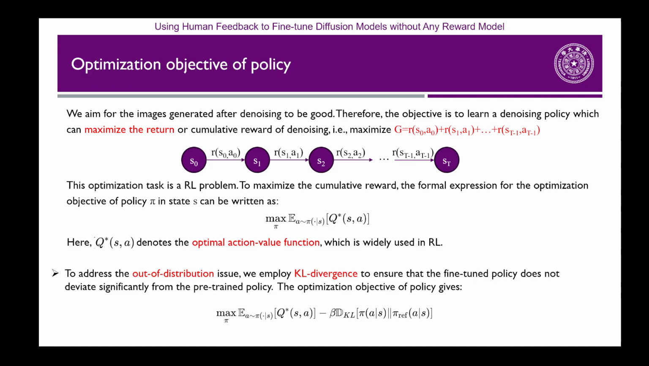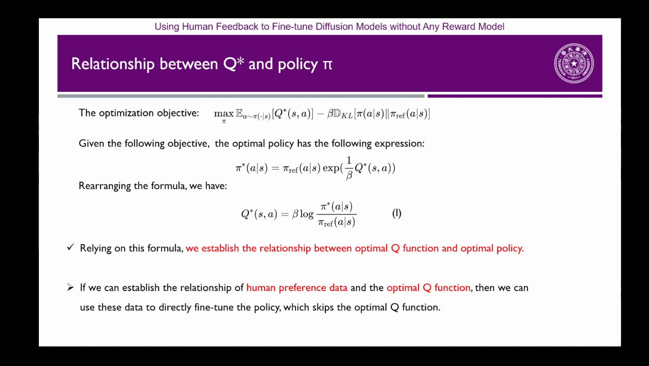To maximize the cumulative reward, the formal expression for the optimization objective of policy pi in state S can be written as maximize Q asterisk, which denotes the optimal action value function. To address the out of distribution issue, we employ KL divergence to ensure that the fine-tuned policy does not deviate significantly from the pre-trained policy. By solving the optimization objective with KL divergence, we can derive the explicit relationship between Q and the optimal policy. Leveraging this formula, we establish the connection between the optimal Q function and the optimal policy.